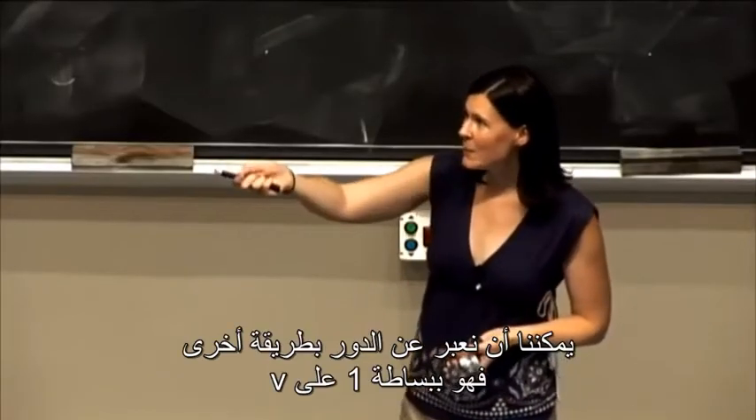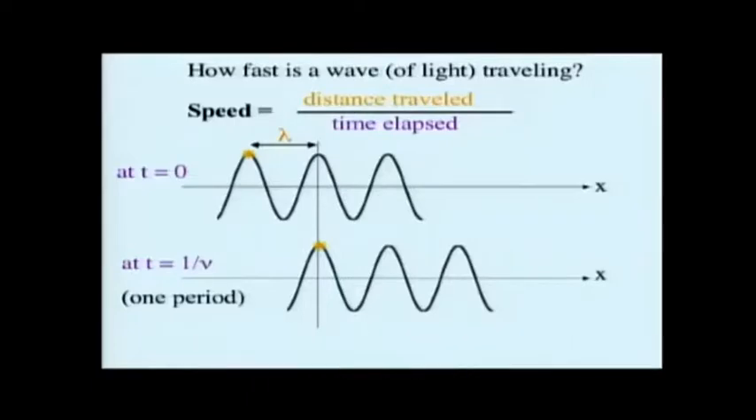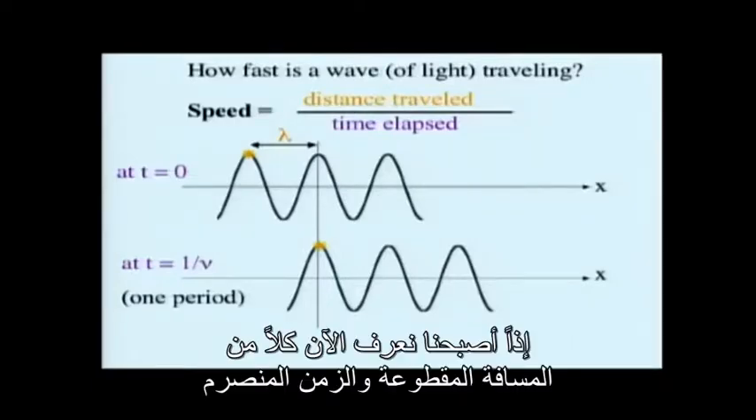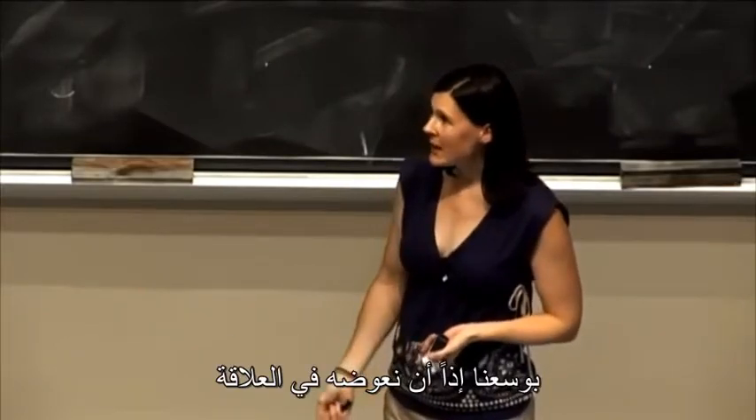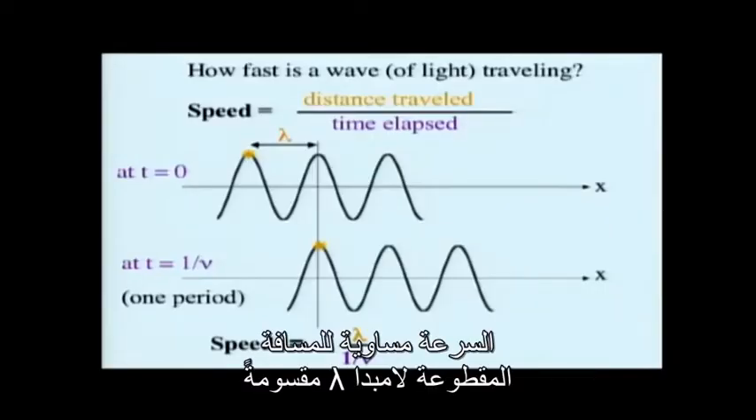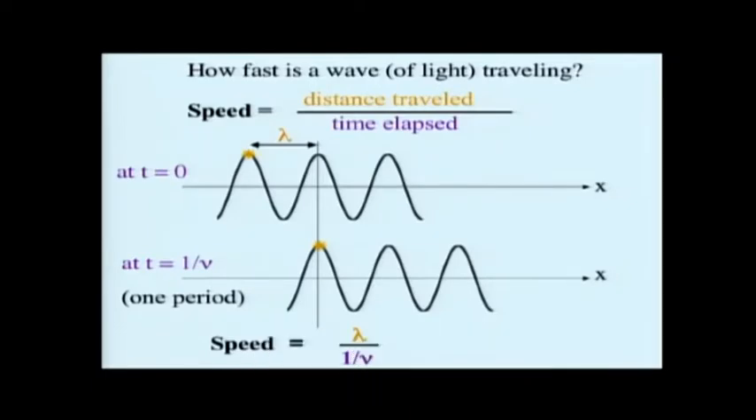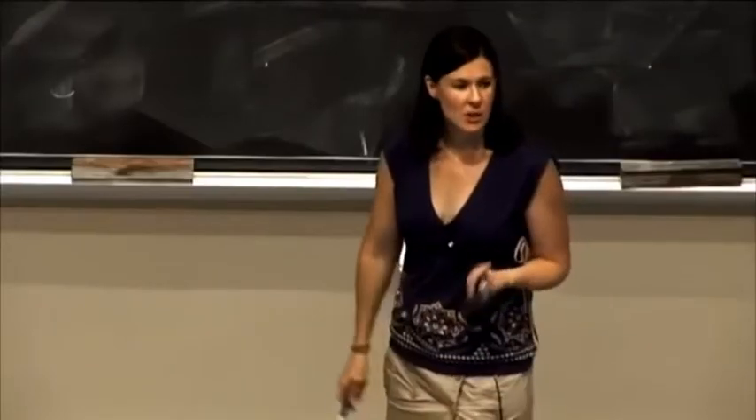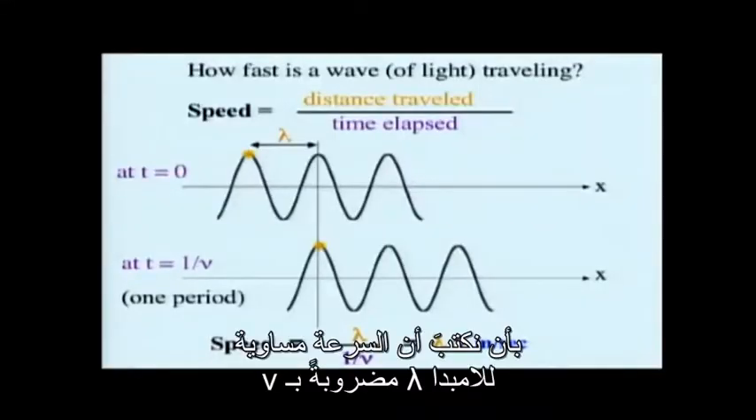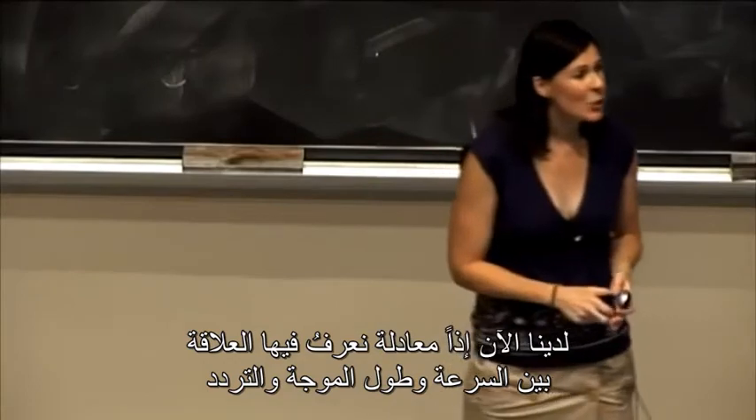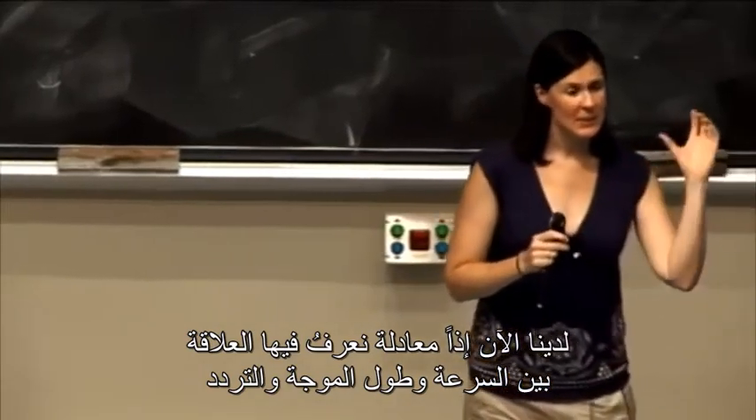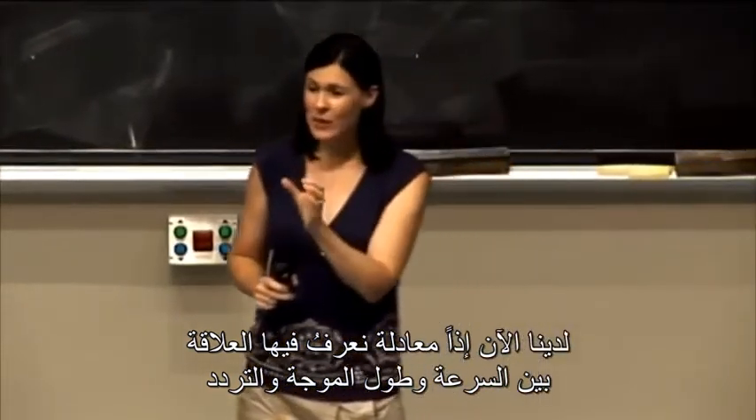And another way we can say period is just 1 over nu, or 1 over the frequency. So now we know both the distance traveled and the time elapsed. So we can just plug it in. Speed is equal to the distance traveled, which is lambda, over the time elapsed, which is 1 over nu. So we can rewrite that as speed is equal to lambda times nu. And it turns out typically this is reported in meters per second or nanometers per second. So now we have an equation where we know the relationship between speed and wavelength and frequency.